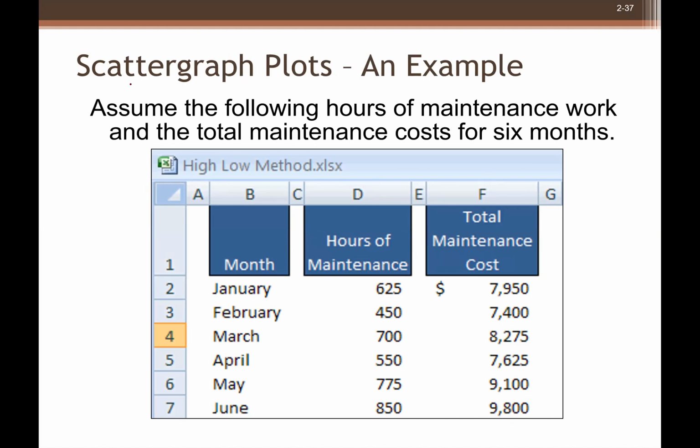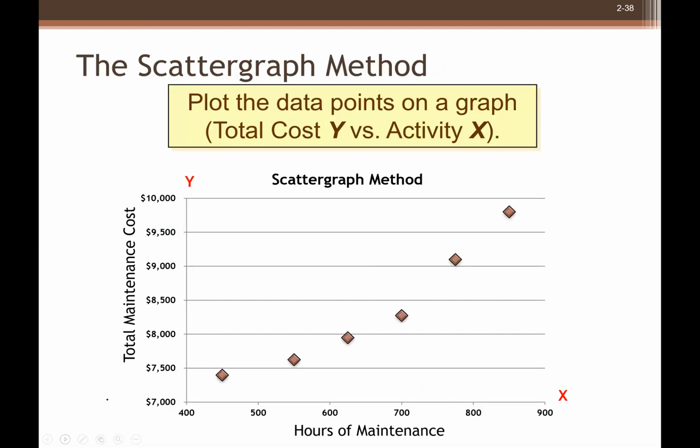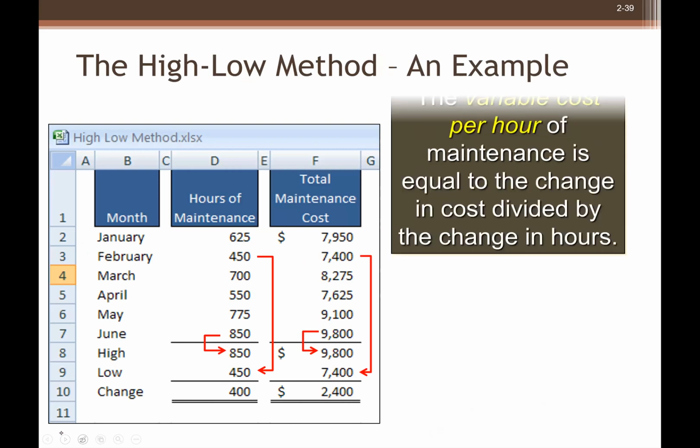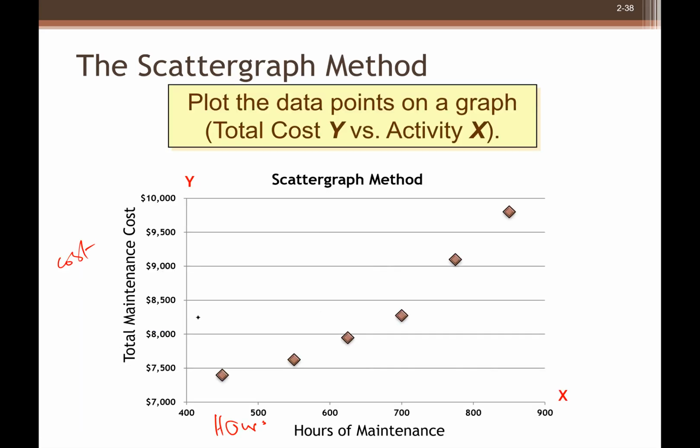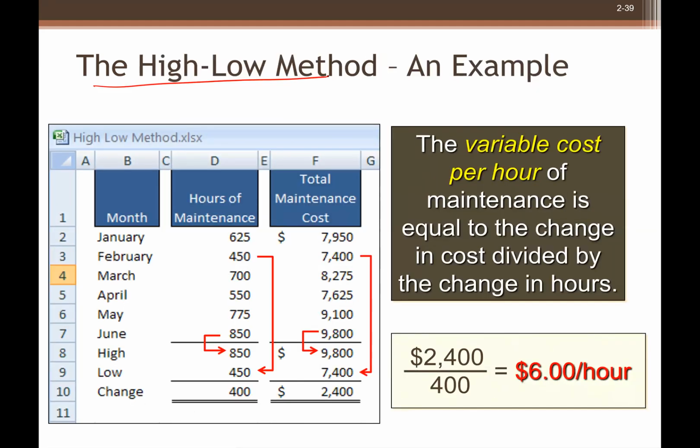Through scatter plot, we can also find out the mixed cost. Assume the following hours of maintenance work and the total maintenance cost for the 6 months. We have hours here and we have total cost here. Through scatter plots, you plot the hours and the cost, you get the graph, and through the graph you can find the slope and use a plus bx to segregate. It's just like a linear equation method. So let's talk about the high-low method, which is the focus of finding out the mixed cost.